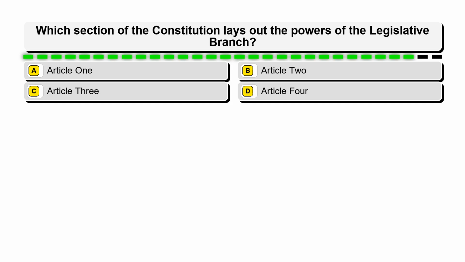Question 84. Which section of the Constitution lays out the powers of the legislative branch? Option A, Article 1. Option B, Article 2. Option C, Article 3. Option D, Article 4.